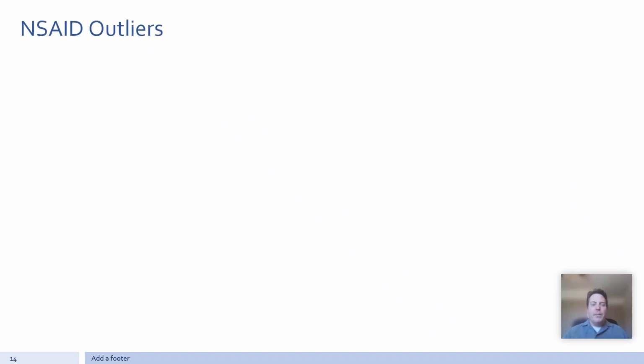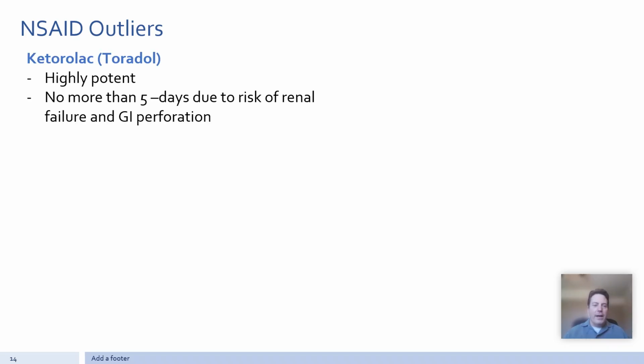So let's talk a little bit about some NSAID outliers. I did mention a couple of them here. One is ketorolac, or Toradol. This is that highly potent love child of ibuprofen and Arnold Schwarzenegger. You don't want to give this one for more than 5 days due to a risk of renal failure and GI perforation. So this is not one to be given long-term.